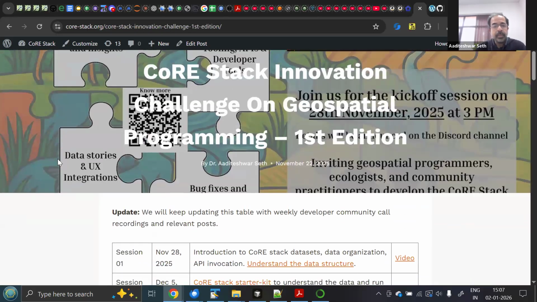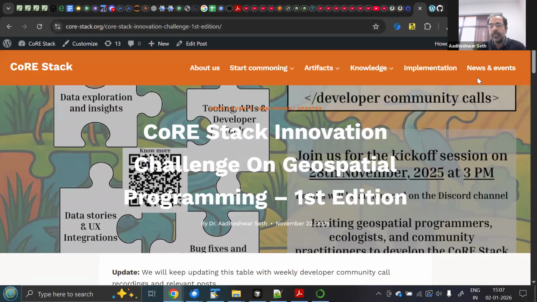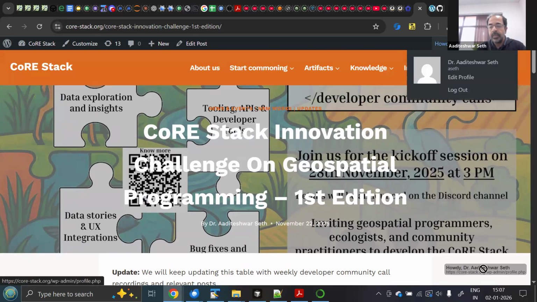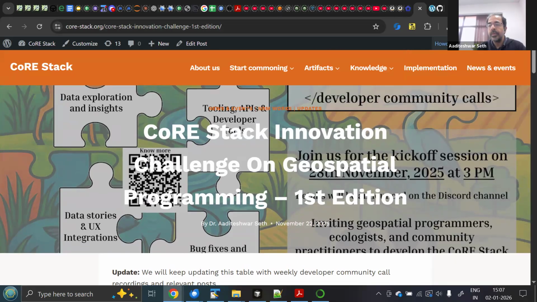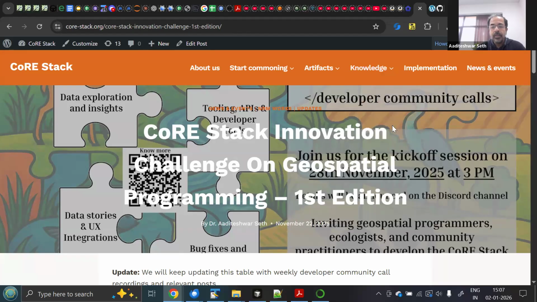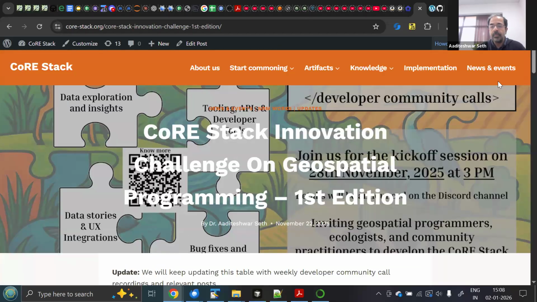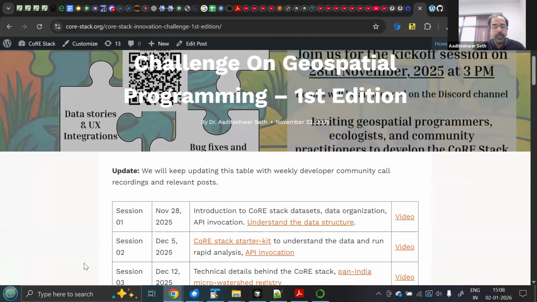For some of the newcomers, the main page to start off with, understanding more details about the CoStack, is this page on the CoStack Innovation Challenge. You'll find it linked from the news and events tab over here.